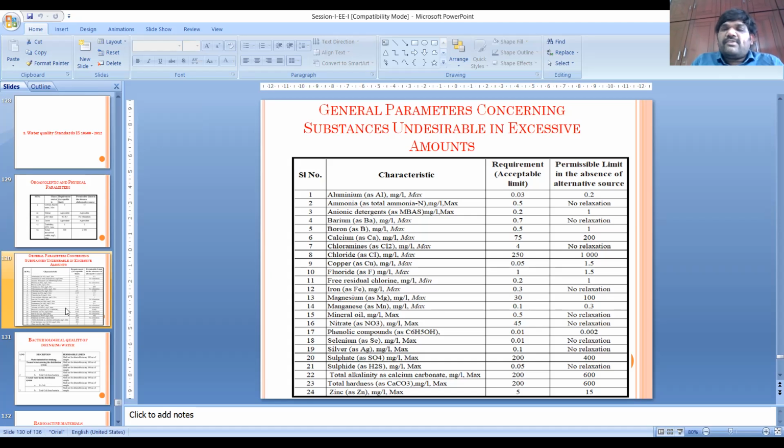Calcium as Ca, milligrams per liter, the maximum is 75 milligrams per liter, and 200 is the permissible limit when the alternative source is absent.